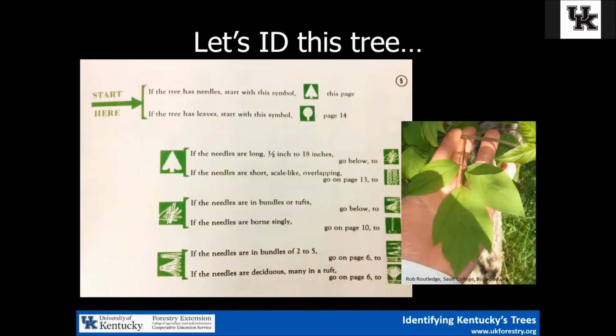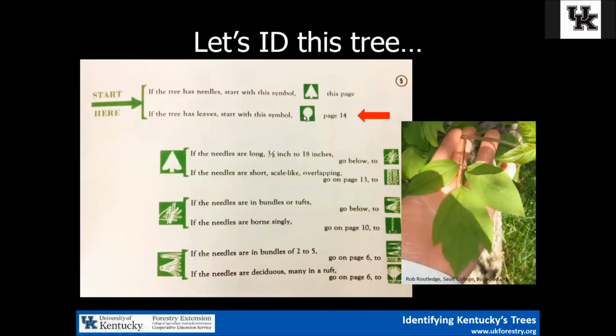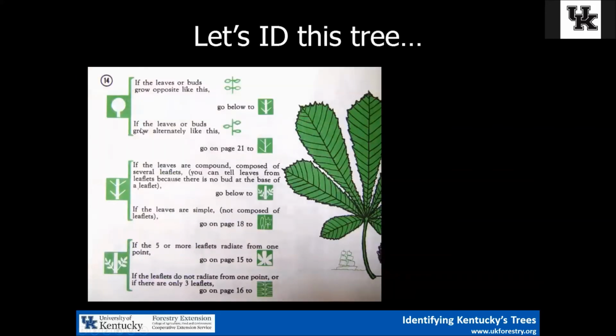So up here it says, if the tree has needles, start with this symbol. And when we look at our sample here, those look pretty broadleaf to me. If the tree has leaves, start with this symbol. So I think we need to go to page 14. So we'll flip over to page 14, and we're going to go to this top bracket up here. When you see a symbol, it's going to tell you, and I sometimes hold my thumb in the book when I flip back and forth. It looks like an idealized tree. So that's that top bracket up here. We've got 2 questions to look at.